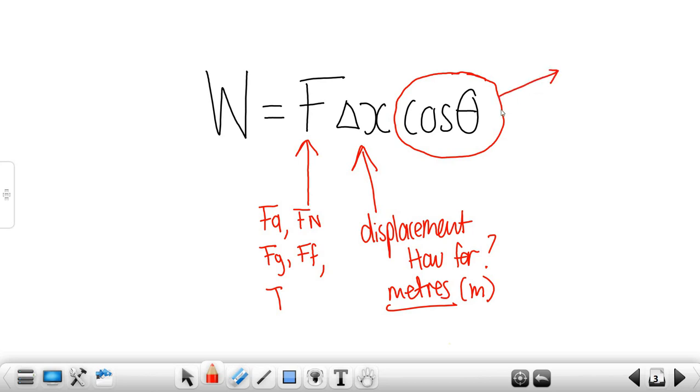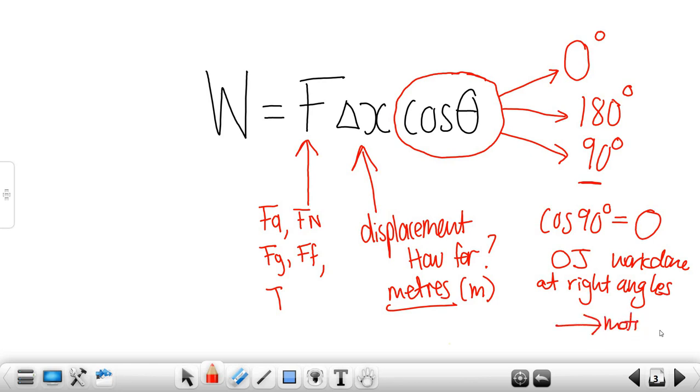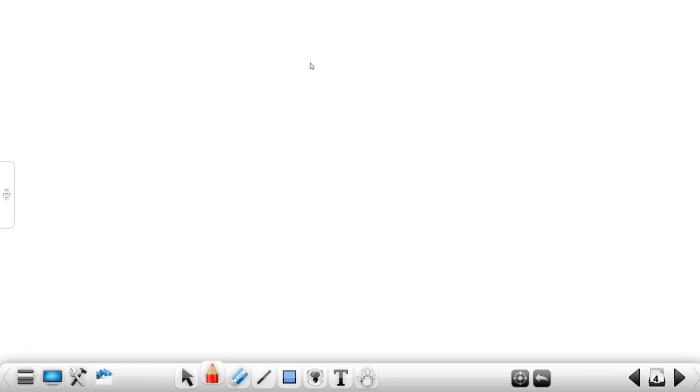Let's take it as a rule that this cos theta only has three options: either 0 degrees, 180 degrees, or 90. And if we start with this 90 and you punch it into your calculator, you will see that the answer you get is 0. That means 0 joules of work is done at right angles. And what must be at right angles? The motion and the direction of motion and the forces, which can be in both of these directions because both of them are 90. Now let's look at the other examples.